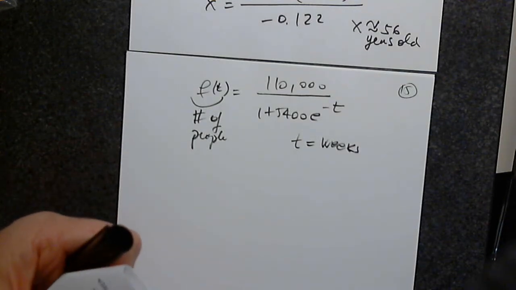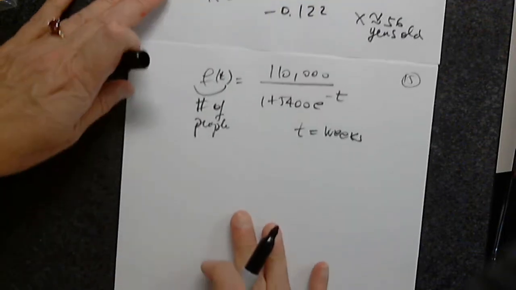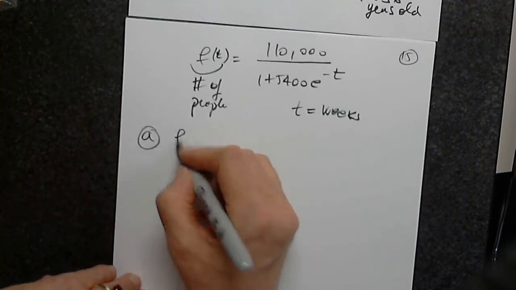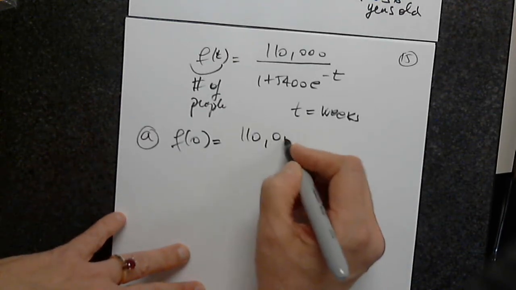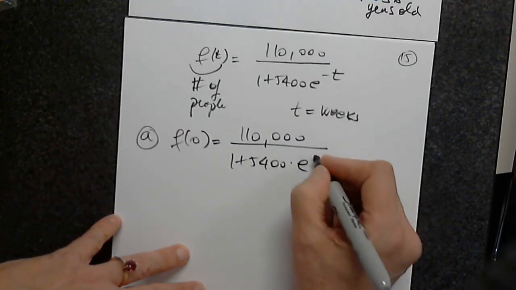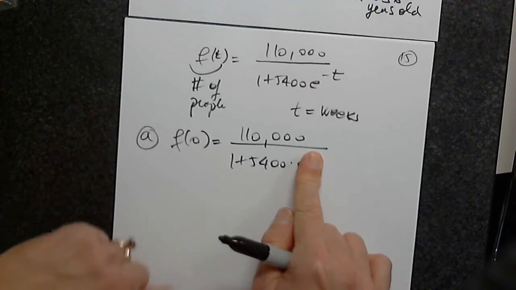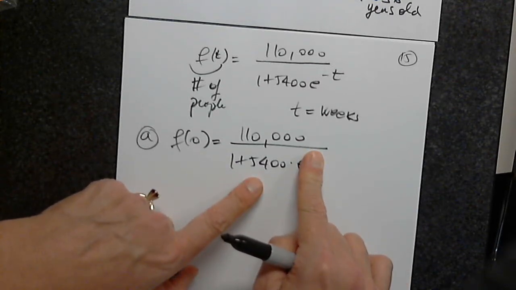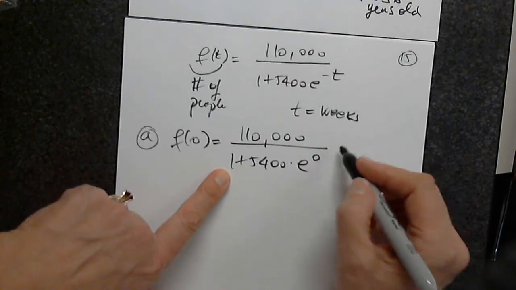How many people became ill with the flu when the epidemic began? That is always original, initial, exactly. I have to find f of 0. So part A, f of 0. This we can do on our own without a calculator. Let me show you how. How much is e to 0? 1. Very good. How much is 1 times 5,400? Good. How much is 5,400 plus 1? Okay.